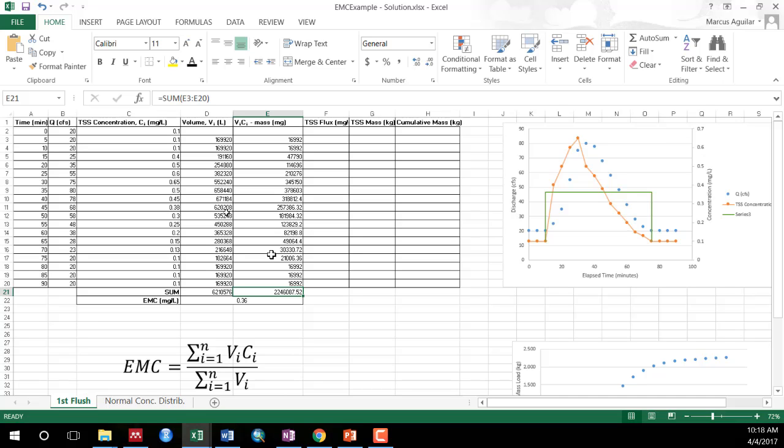For what? Yeah, so you're taking these two concentration measurements and averaging them, and then you're multiplying that by the volume in this cell right here. So take these two and multiply by this one, because we're trying to get from milligrams per liter multiplied by liters to get mass, as a milligram.